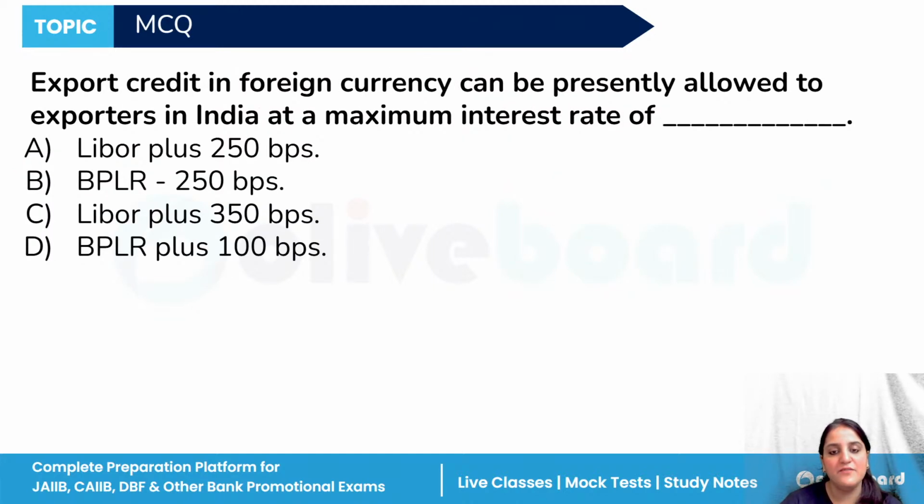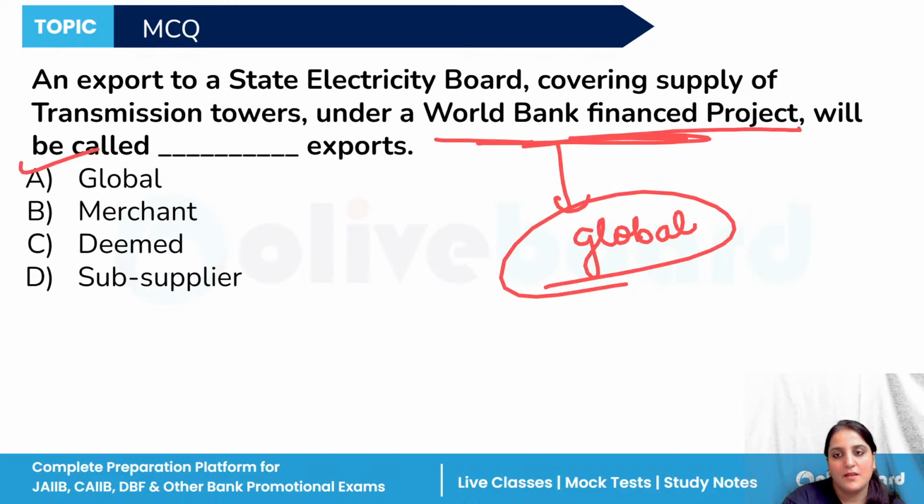Now, export credit in foreign currency can be presently allowed to exporters in India at a maximum interest of... We can say if it is a deemed export, this refers, basically deemed export is what? It refers to the transaction in which goods supplied do not leave the country but are considered as exports for the purpose of certain benefits. So basically deemed export is not correctly matched here.